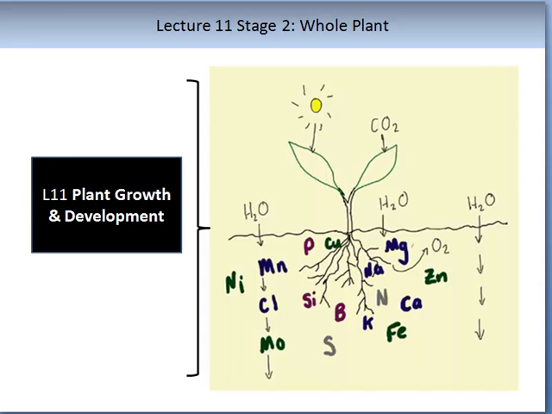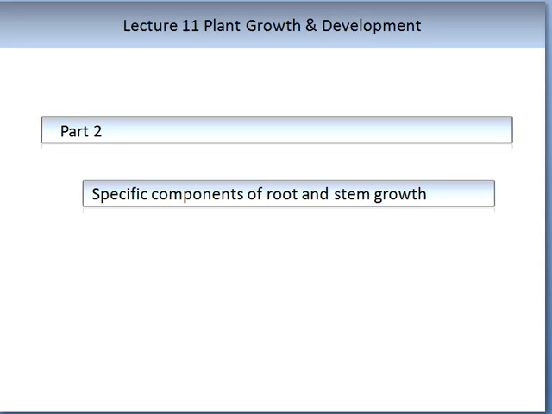My name is Dr. Nikki Cooley. In the first stage of this subject, we looked at individual components of the plant and took a virtual tour throughout the plant. As we were taking this tour, we learnt about the very important physiological components. Many of them aid in plant growth and development. In this lecture, the emphasis will be on the whole plant responses to plant growth and development. In this lecture, we will look at the specific components of root and stem growth.